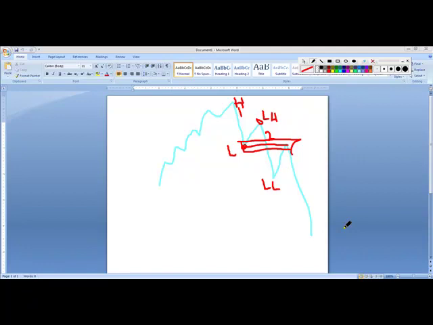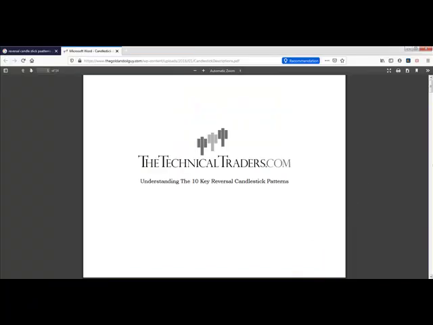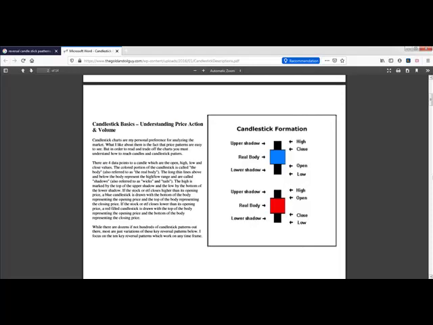So let's move next to the reversal candlestick patterns that we can use to take these trades. Now let's look at the reversal candlestick patterns. Just download this book from the internet, type in thegoldandoilguide.com, candlestick descriptions.pdf.